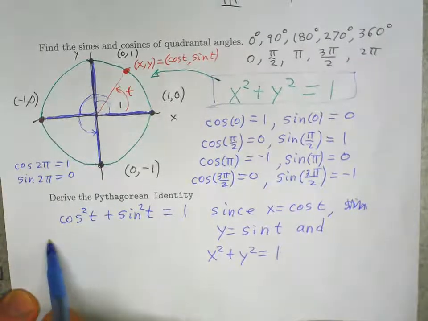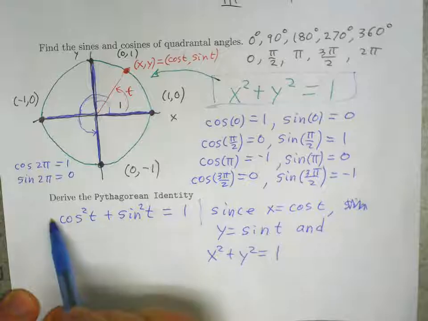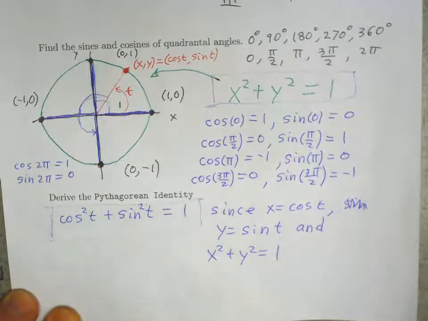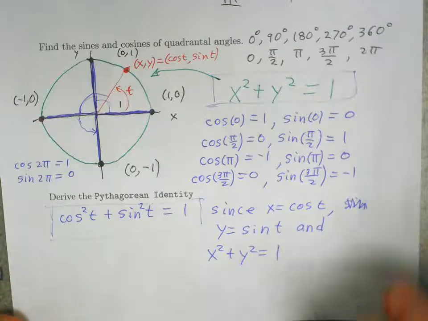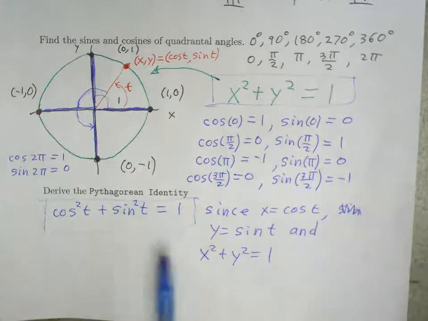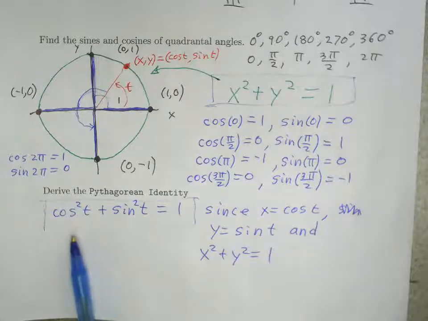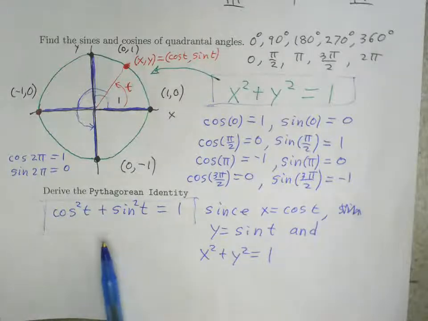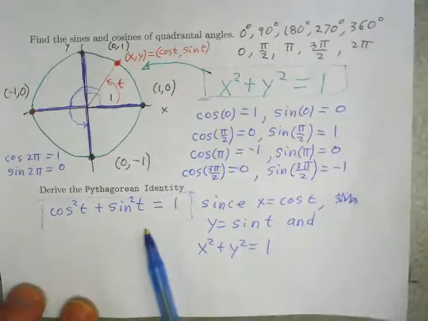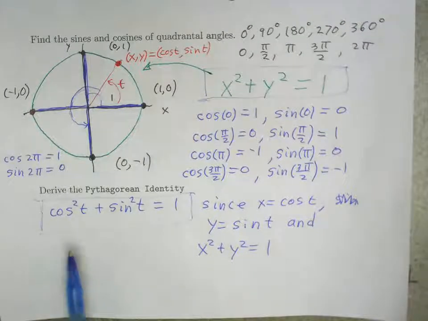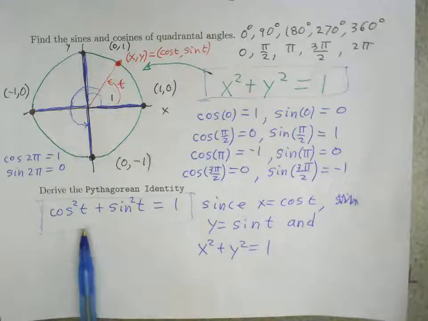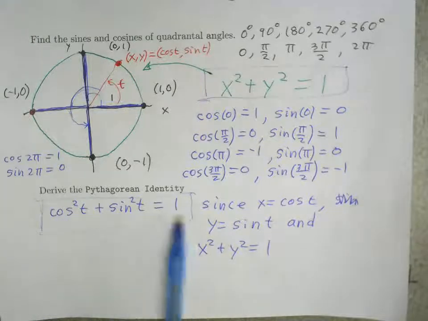This is referred to as a Pythagorean identity. There are two other Pythagorean identities that we will also encounter at some time later. But this is perhaps the most famous of the Pythagorean identities. So make sure that you automatically know, upon seeing cosine squared t plus sine squared t, that it has to equal 1.